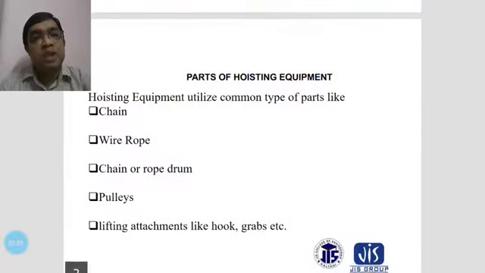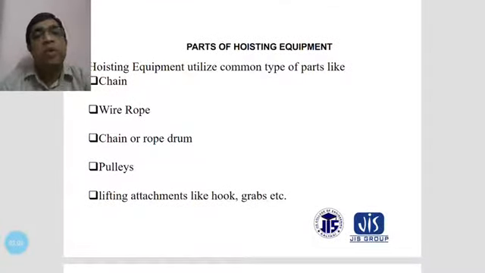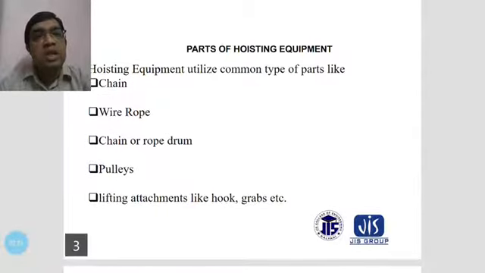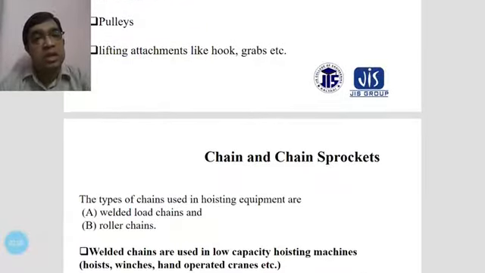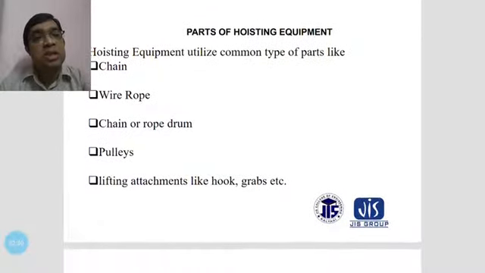And the parts of hoisting equipments: a few parts are available, such as the chain, the wire rope, the chain or rope drum, the pulleys, and the lifting attachments like the hooks and grips. Just like the chain conveyor, the belt and ropeway conveyors, hooks will be essential, ropeway wire rope will also be essential, and sometimes the chain will be seen, and chain and rope drums are concerned. And these parts will also be discussed in these lectures.